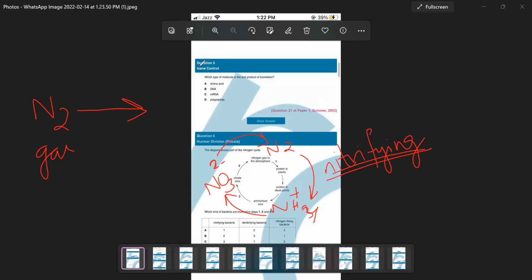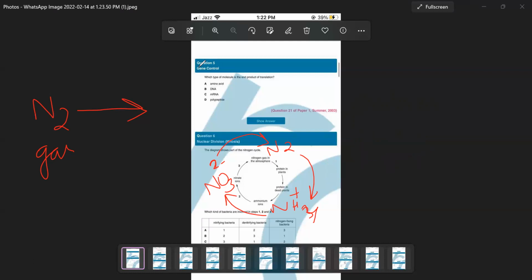It's nitrification. When this forms ammonium, okay? When this ammonium is converted into nitrate... wait, no, never mind. I made a mistake over here. Okay, so this is a nitrifying.